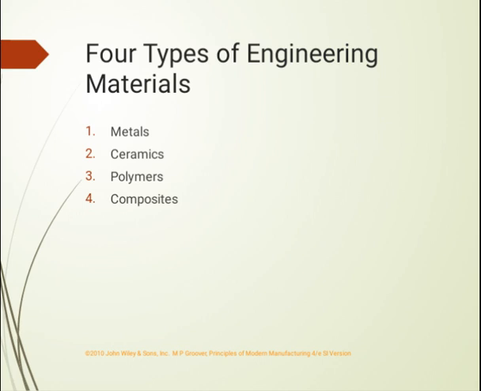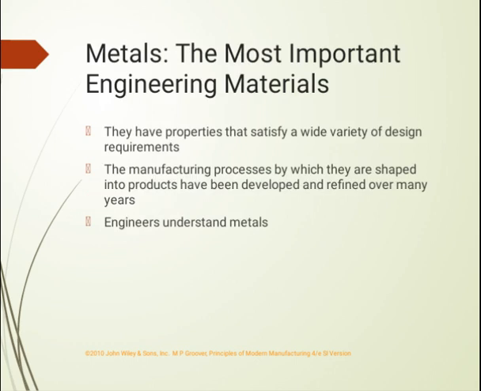In our world, we can see engineering materials are categorized into four: metals, ceramics, polymers and composites. The most important engineering material is a metal. They have properties that satisfy a wider variety of design requirements. The manufacturing processes by which they are shaped into products have been developed and refined over many years.